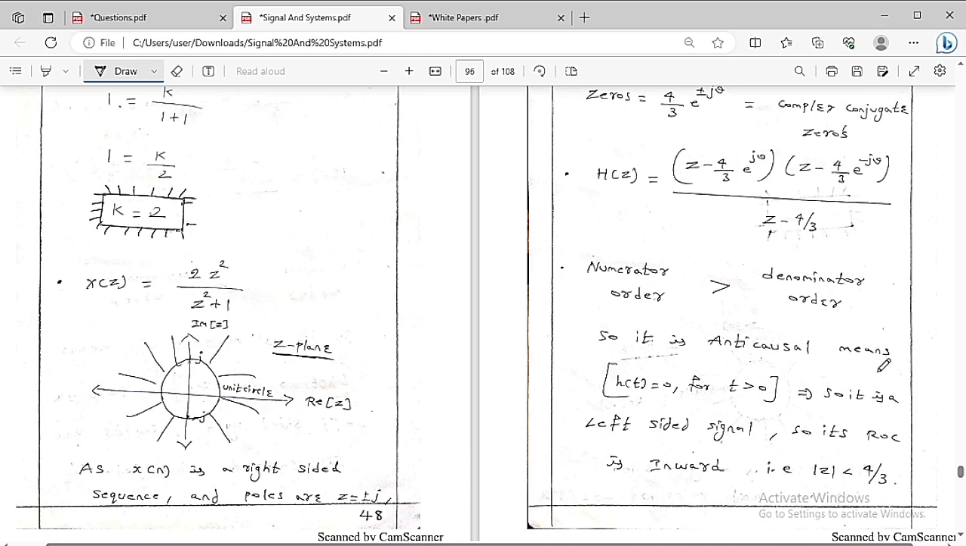As it's an anti-causal signal, we can say h of t is equal to 0 for t greater than 0. So it's a left side signal, so its ROC is inward, which is inside the pole. The pole is nothing but 4 by 3. So inside the pole is nothing but mod z less than 4 by 3.